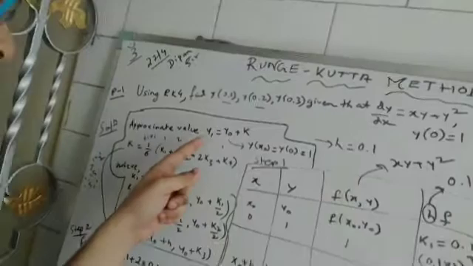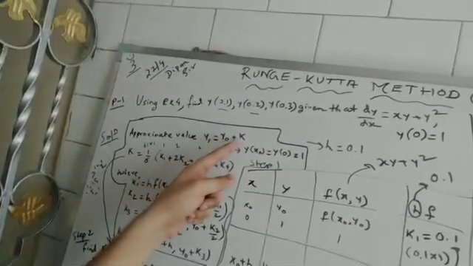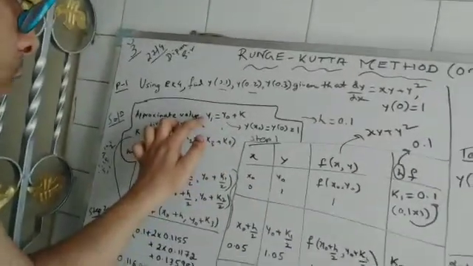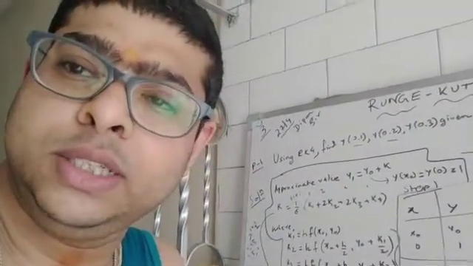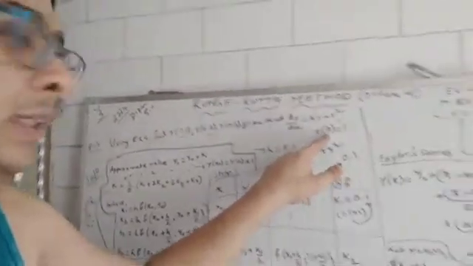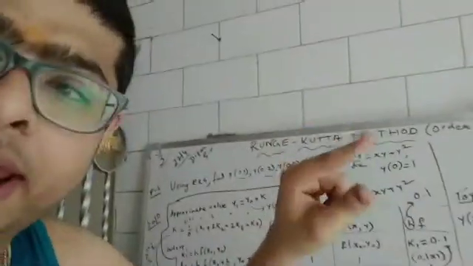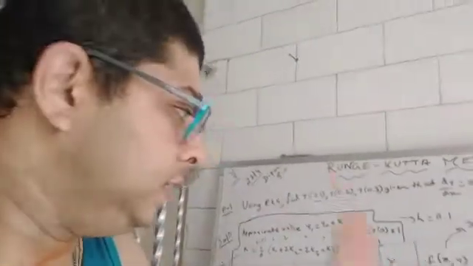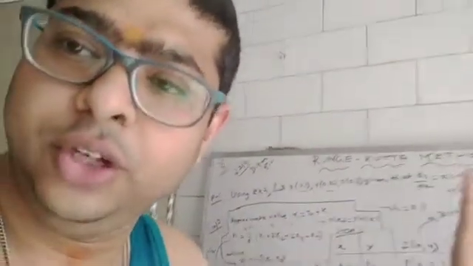Here, they are saying the first approximate value of y1 is equal to y0 plus k. y0 you know, k you don't know. What is y1? y1 is just the next value of y, where this is y0. So y0 is basically 1, and the next value of x is 0 plus h. So you need to know h.